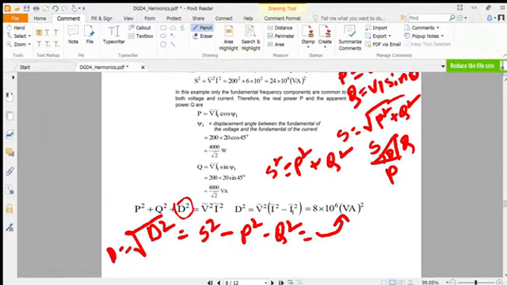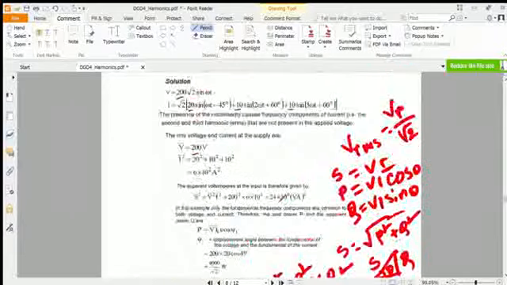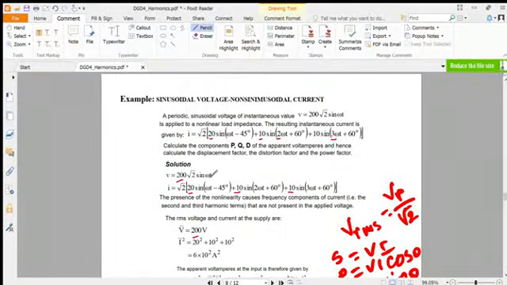Okay, so now we have to find the displacement factor, distortion factor, and the power factor.